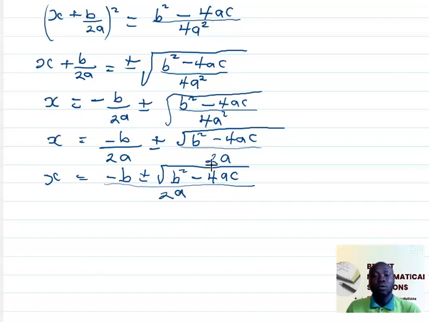So this is what we call the almighty formula or quadratic formula, and this is the general expression for solving any quadratic equation. No matter the quadratic equation you are given, once you plug those variables that you are given into this expression, definitely you are going to derive two values for x.